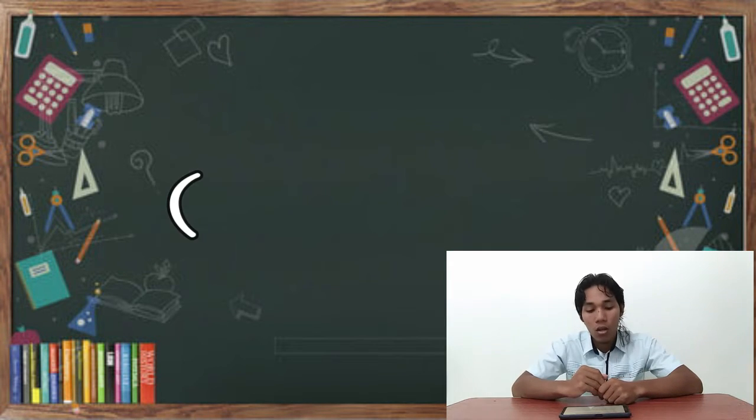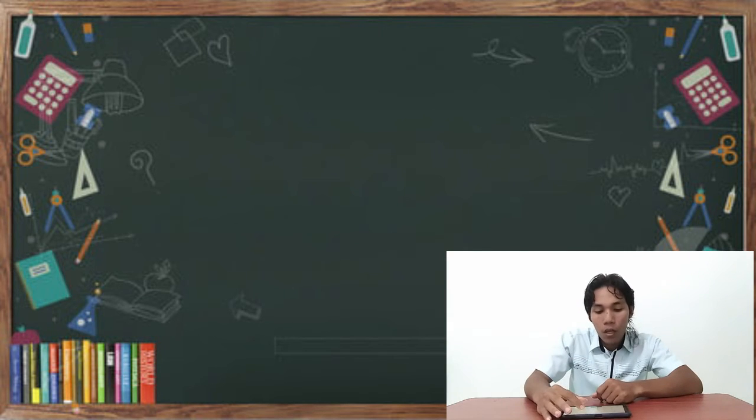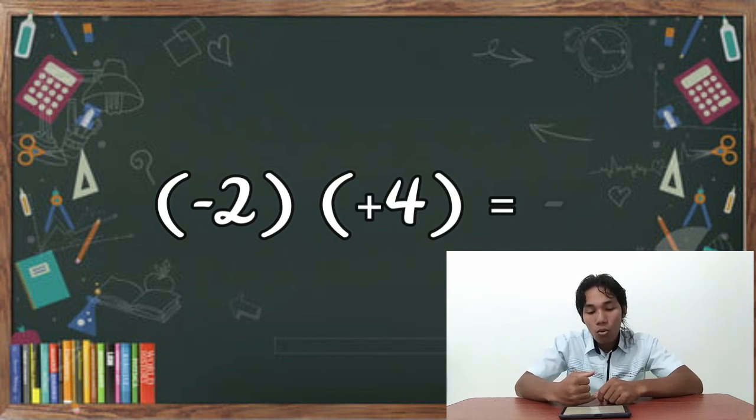So for example, positive 3 times positive 3 is equal to positive 9, kasi same sila na positive. Next example is negative 2 times positive 4. So they have different signs. So the answer is negative 8.